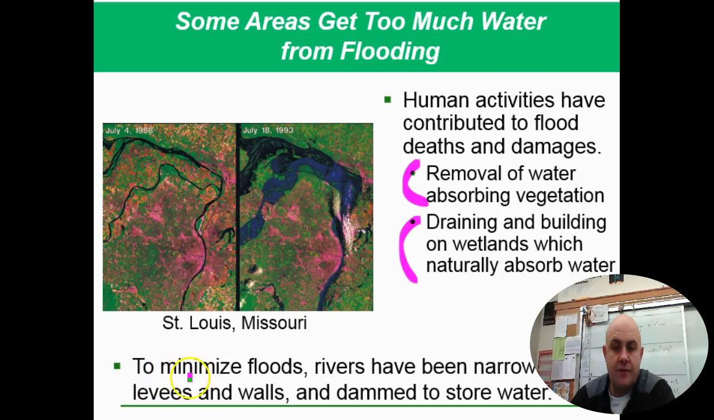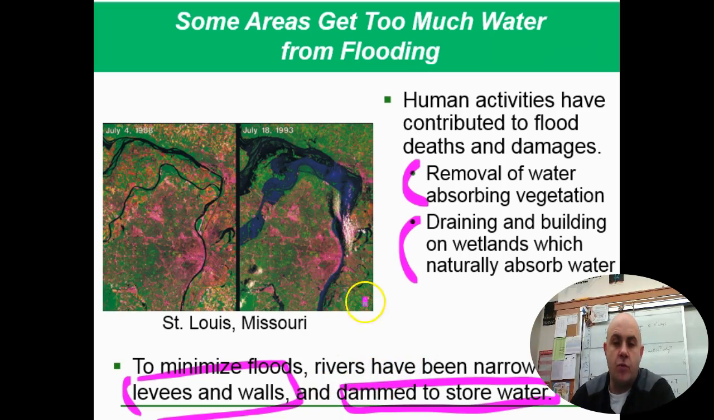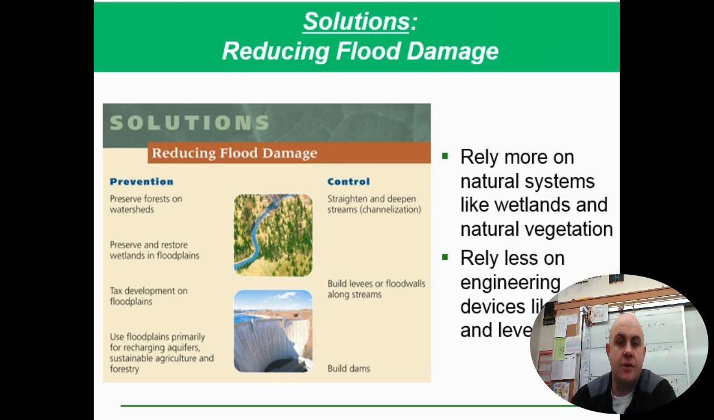And so to minimize floods, what people have done is they've narrowed rivers and they've built levees and walls along those, or dammed up the water and stopped it from going down. The problem is when that happens, you lose all those other benefits of floodplains. And so what are some solutions to this situation? Well, there's two ways of looking at this flood damage issue. You can either attempt to prevent flood damage from happening or attempt to control it when it does happen.